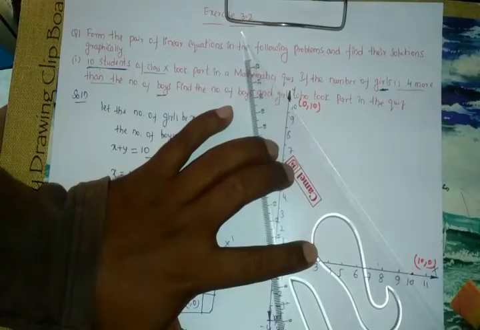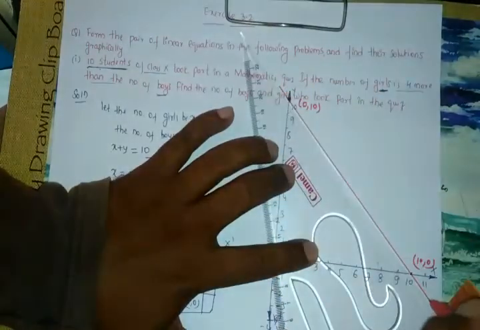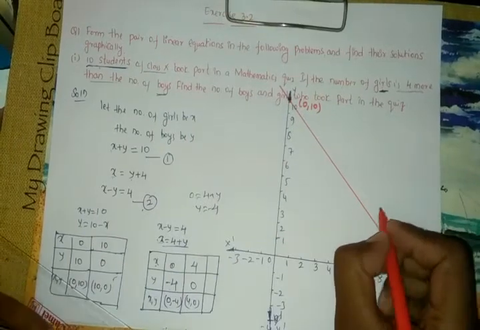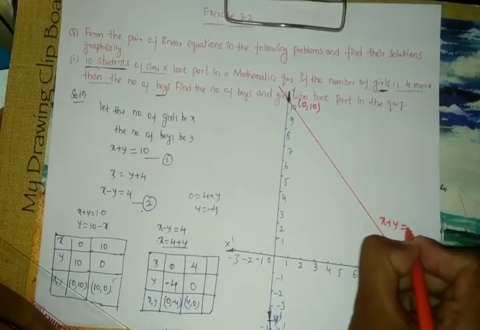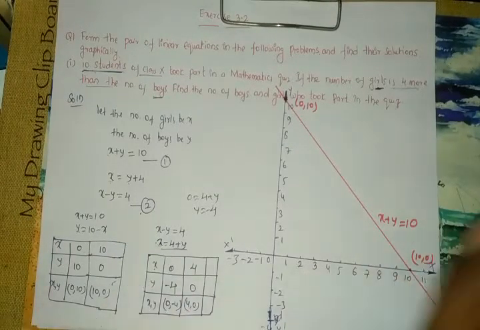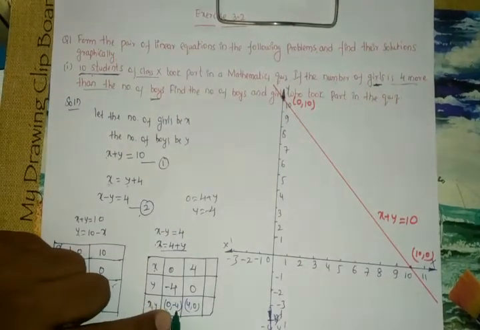Join these 2 points with a straight line. This line represents the equation x plus y equals 10. Now for the second equation, we have the value of x as 0 and y as minus 4.